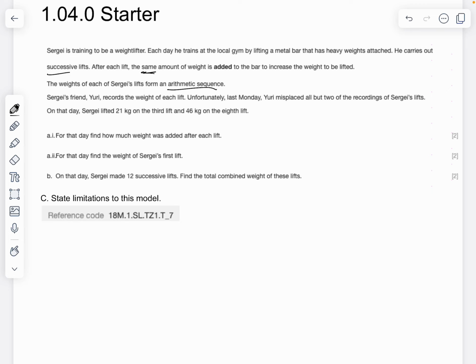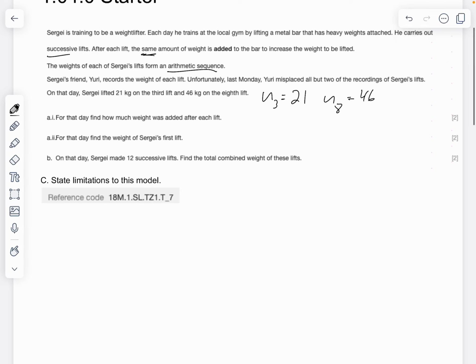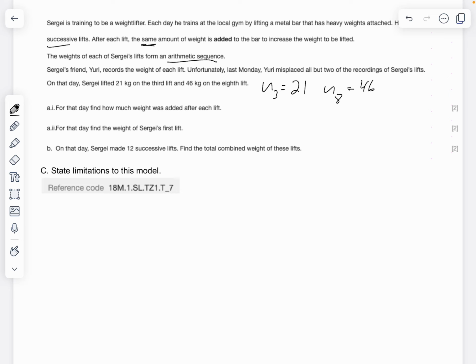Unfortunately, last Monday, Yuri misplaced all but two of the recordings of Sergey's lift. Oh, Yuri, typical. On that day, Sergey lifted 21 kilograms on the third lift and 46 kilograms on the eighth lift. All right, so U3 they're giving us is 21, and U8 is 46. So the blanks method, I think, is going to work out well here.